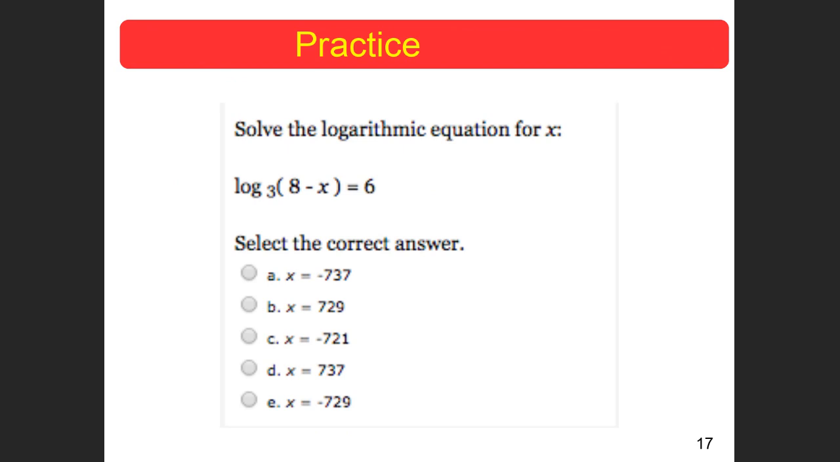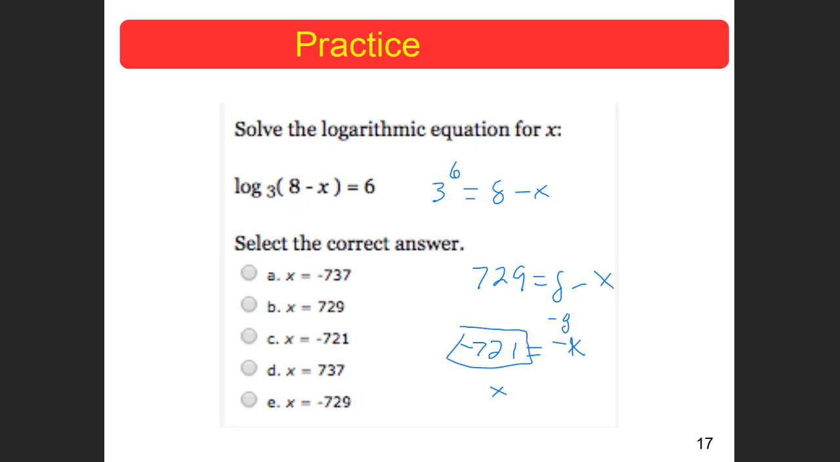All right, solve the logarithmic equation. Well, there's no logs on both sides, so the first thing that goes through my head is rewrite this as an exponent. So this would be 3 to the 6th is equal to 8 minus x. I don't know what 3 to the 6th is. I'm sorry about that. So I'll get my trusty calculator. 3 raised to the 6th power is 729. So now I have 729 is equal to 8 minus x. I'm going to subtract 8 from both sides. So 721 is equal to negative x. So x equals negative 721. I would go with letter C.